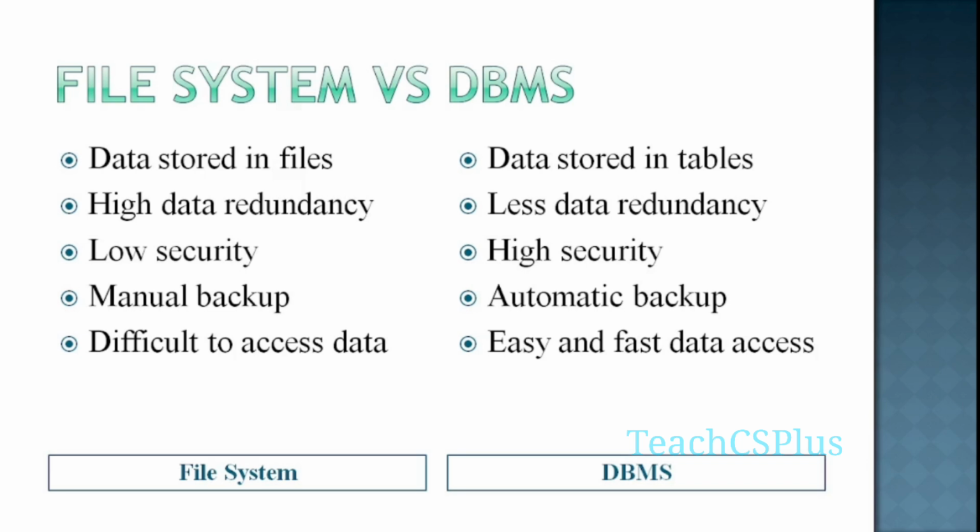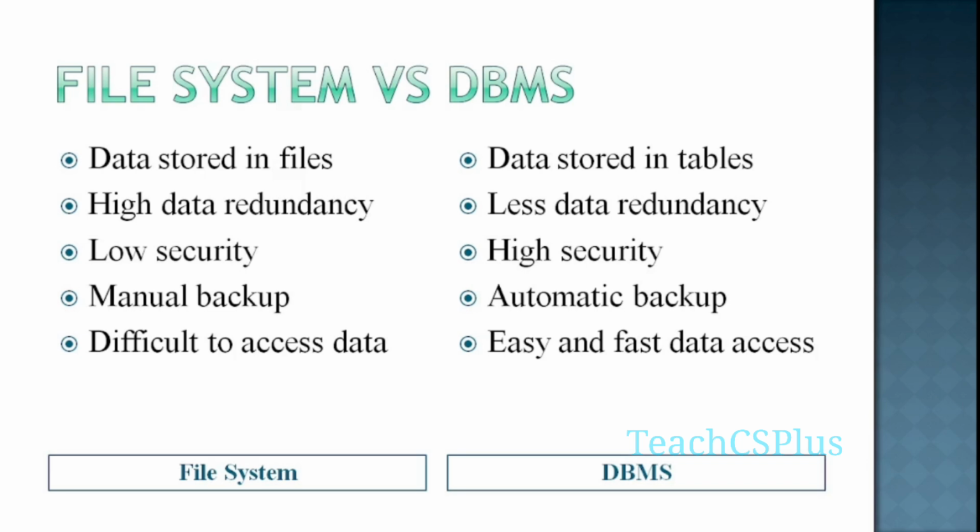Now see a quick comparison between file system and DBMS. In file system, data is stored in files, but in DBMS, data is stored in tables. In file system, we have to face very high data redundancy because we don't know where the same data will be repeated and repeated. Okay, but in DBMS, we can actually control entering duplicate data. So there is less data redundancy.